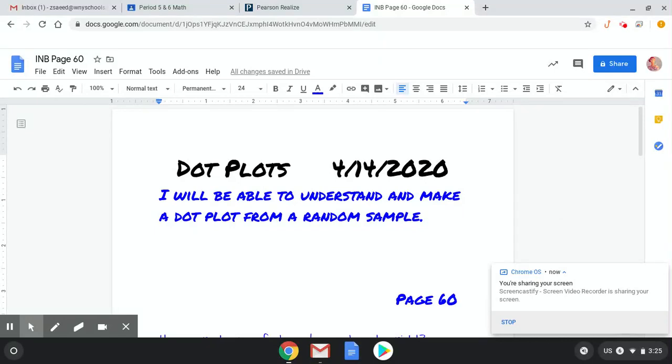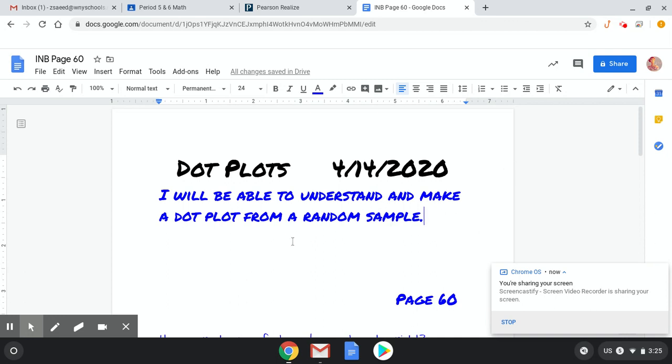Hey guys, so we are going to be updating your interactive notebooks to page 60, and your title is going to be dot plots. The date is April 14, 2020. This is your objective. I'll be able to understand and make a dot plot from a random sample.